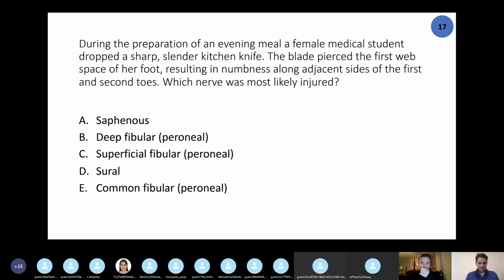All right. And as Lindsey was saying with this first web space, they love this question. She gave it away. Yes. But they love this. I didn't say what nerve it was, though. You didn't, right? Okay. I almost did, but I didn't. You almost did.